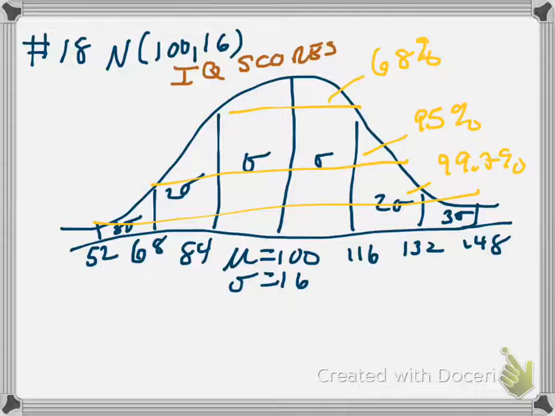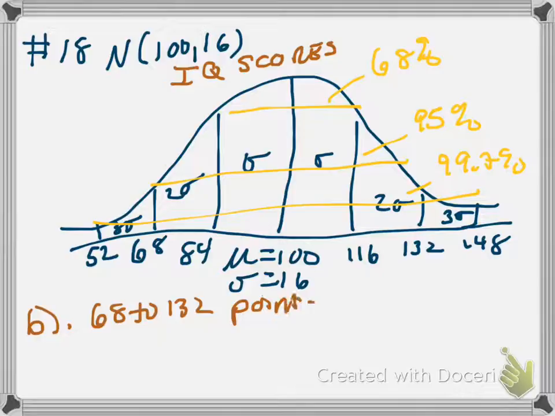Okay, so let's go do B. B wants to know 95%. Well, you need to know that 95% is 2 standard deviations away from the mean. So that's going to be 68 to 132. What is it? Points? Score? I don't know what it is for IQ.